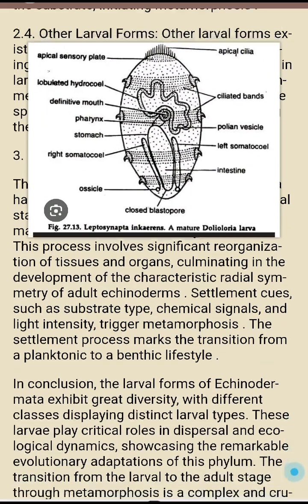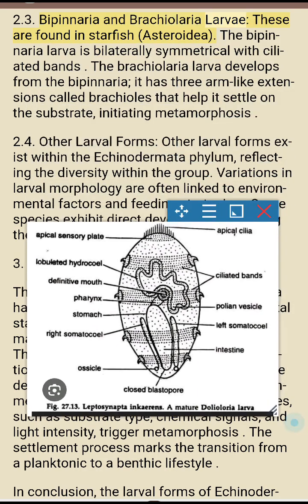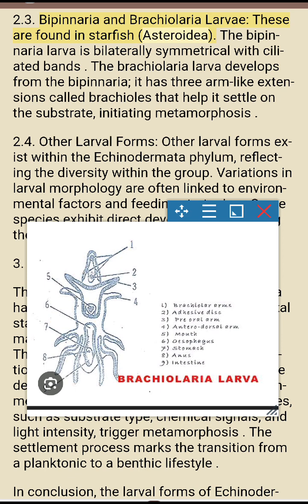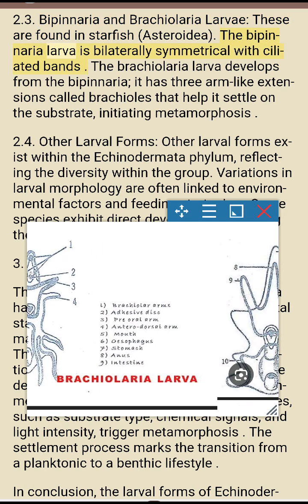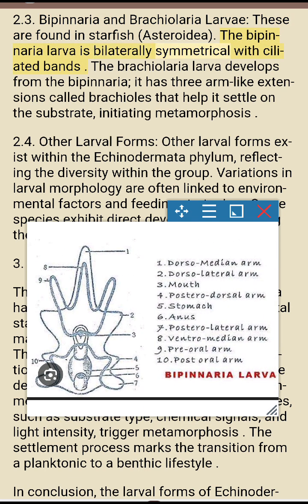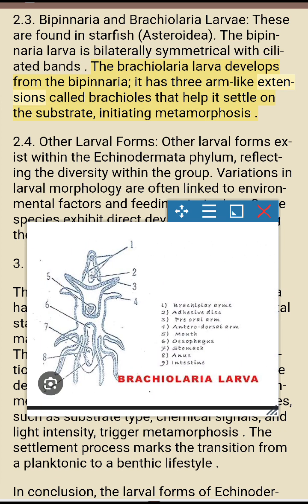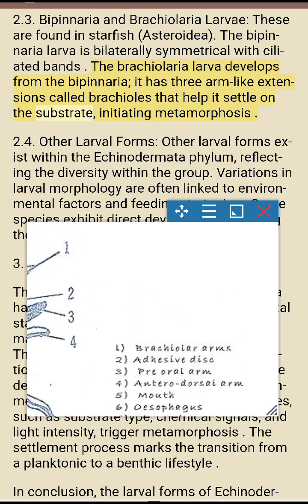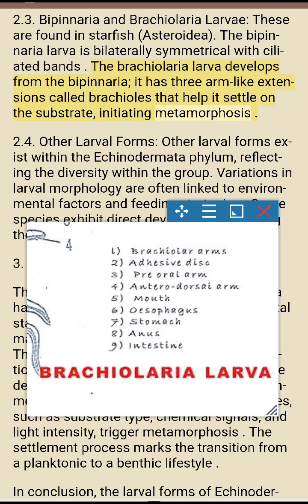2.3. Bipinnaria and Brachiolaria larvae. These are found in starfish, Asteroidea. The bipinnaria larva is bilaterally symmetrical with ciliated bands. The brachiolaria larva develops from the bipinnaria. It has 3 arm-like extensions called brachioles that help it settle on the substrate, initiating metamorphosis.